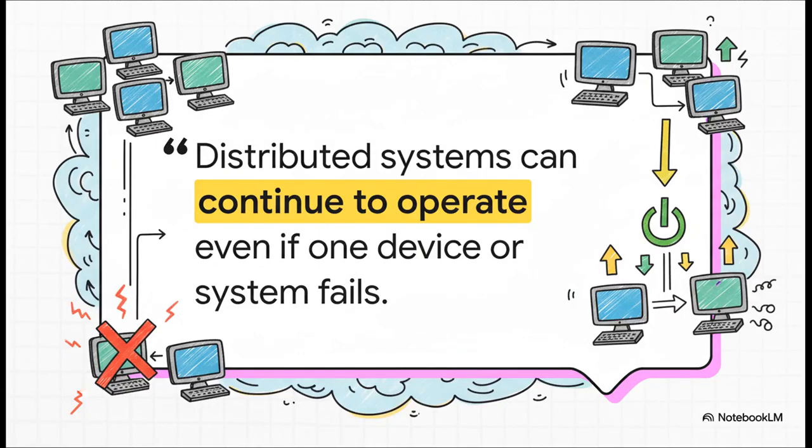But for a lot of people, the reliability is the absolute killer feature. This quote here really nails it. Distributed systems can continue to operate even if one device or system fails. Think about that. If one member of the team goes offline, the rest of them just pick up the slack. The whole service doesn't crash. That resilience is exactly why your favorite streaming service basically never goes down.